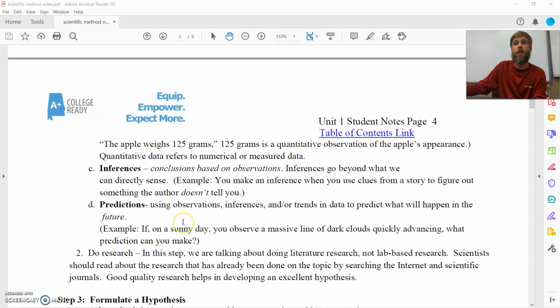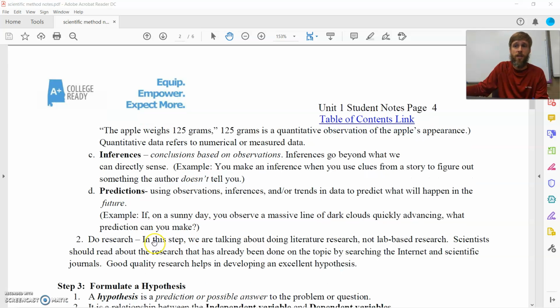And so then you can make predictions using observations, inferences, and or trends in data to predict what will happen in the future. For example, if on a sunny day you observe a massive line of dark clouds quickly advancing, what prediction can you make? It's going to storm, it's going to rain, there's going to be some wind.